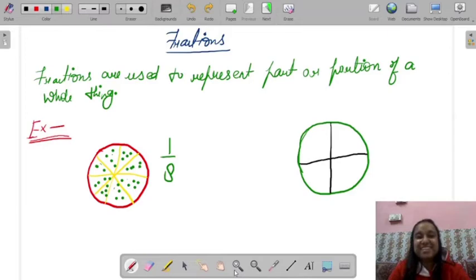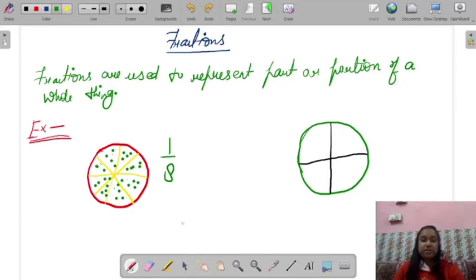So, today in this lecture, we are going to learn about the concept of fractions. So, what are these fractions? We use fractions in our daily life to represent how much portion or part of a whole thing you are having. So, let us understand this with the help of an example.